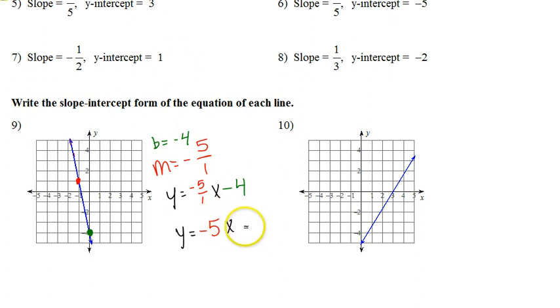minus 4. These two are the same exact equations of a line. This just gives me rise over run, where this just gives me a generic slope, but it's the same exact number. -5 over 1 is the same as -5. So either of these two answers are acceptable for problem number 9.